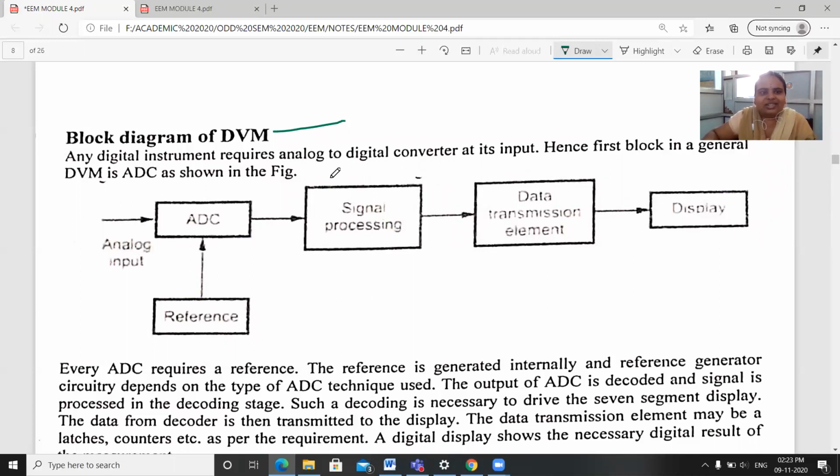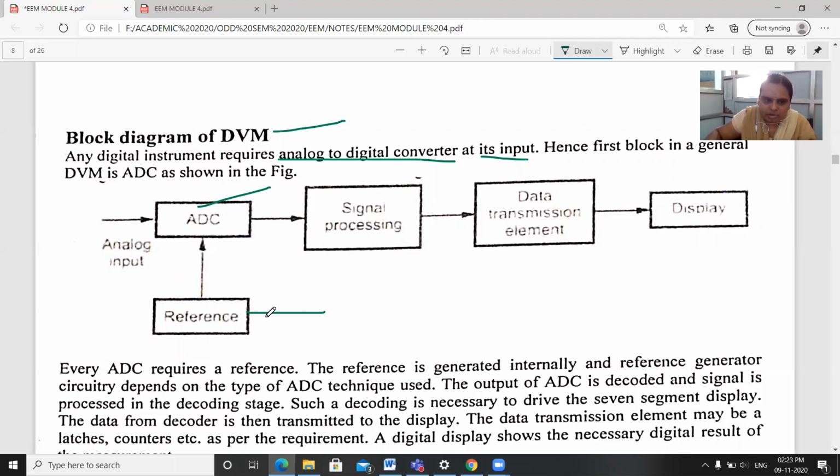What is the block diagram it consists of, right? We go one by one. Any digital instrument requires an analog to digital converter at its input. Based on this, in the block diagram we provide an analog input, which can be voltage, current, frequency, any parameter you want to measure. Then an ADC, that is an analog to digital converter. Here a reference is chosen. Next, after this, we have signal processing. After signal processing, we have a data transmission element.